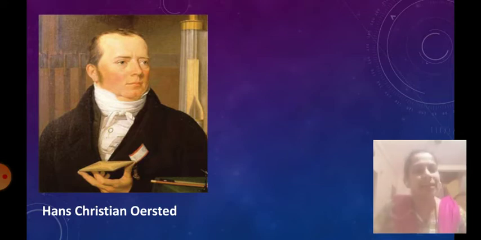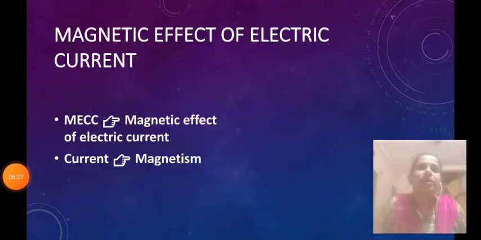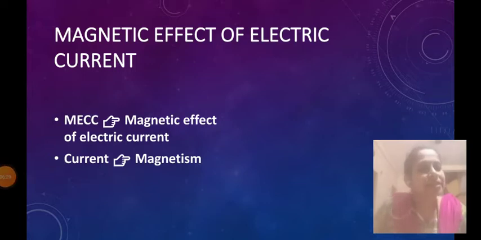So Hans Christian Ørsted was the one who studied electromagnetism in the 19th century, around 1820. Okay, fine. Now that you have studied what is the magnetic effect of electric current and who discovered it, you should always remember that whenever current is flowing, magnetism will be produced. So if you keep a magnetic needle near a wire, of course, it will start deflecting.